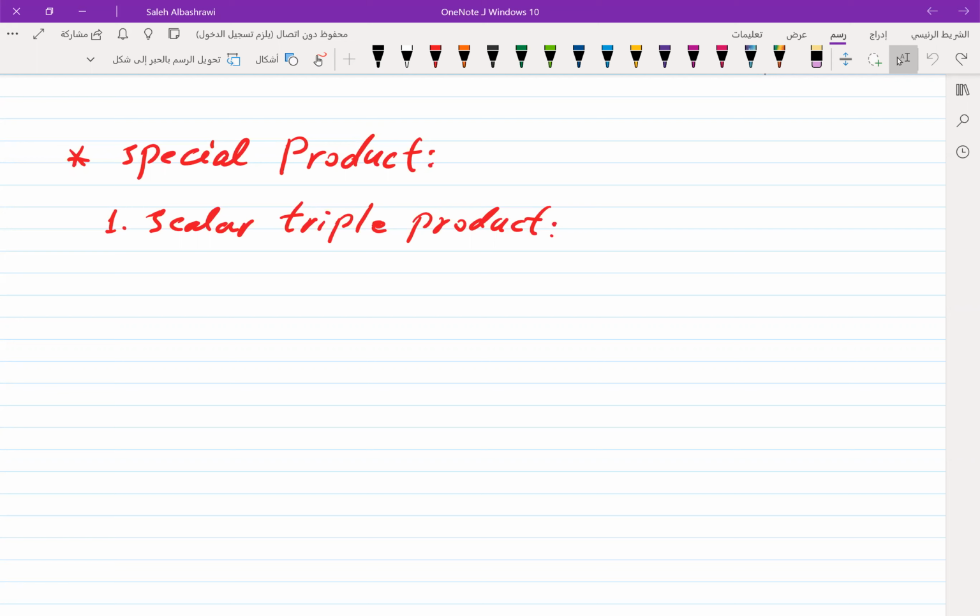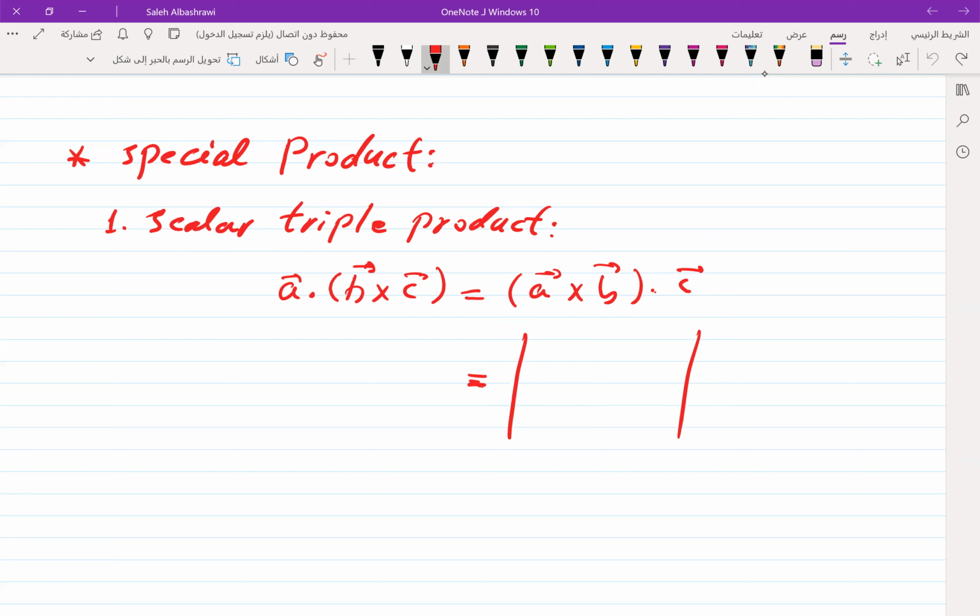The first point will be the scalar triple product. If we want to find A dot B cross C, we are given three vectors A, B, and C. This product is equal to A cross B dot C, and is given by the determinant of the three vectors: A1, A2, A3, B1, B2, B3, C1, C2, C3.